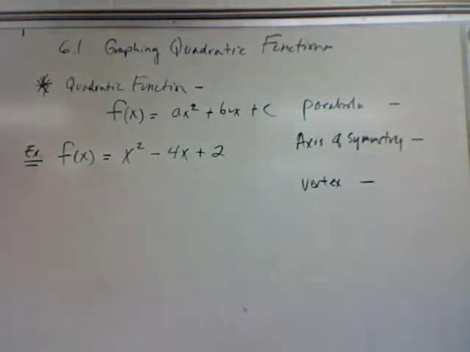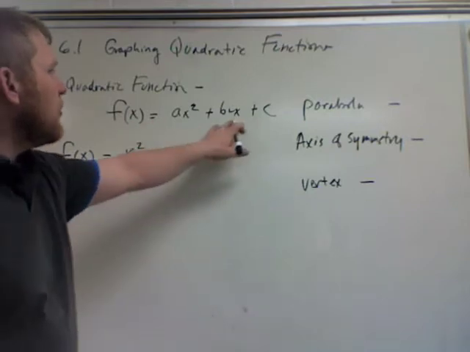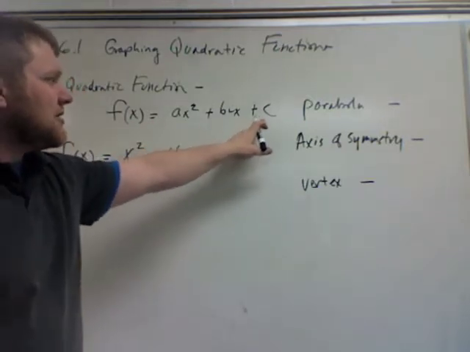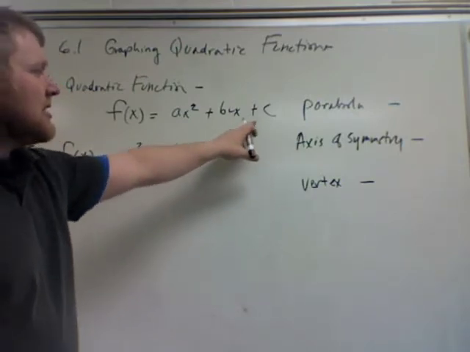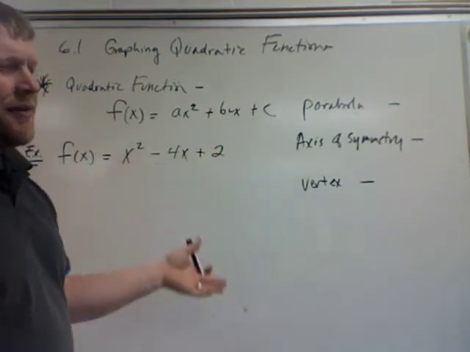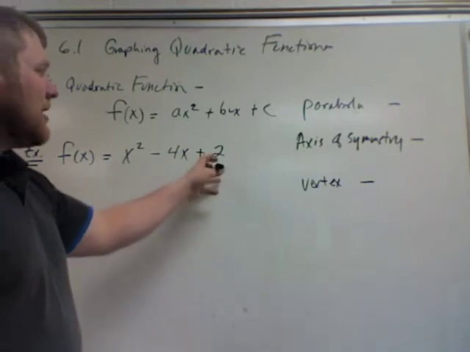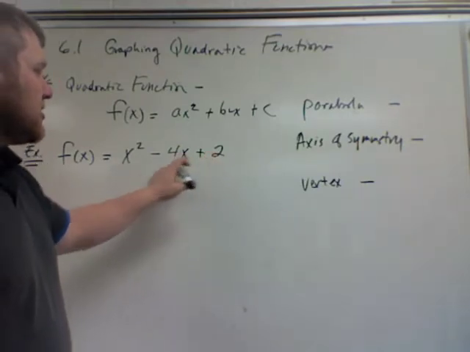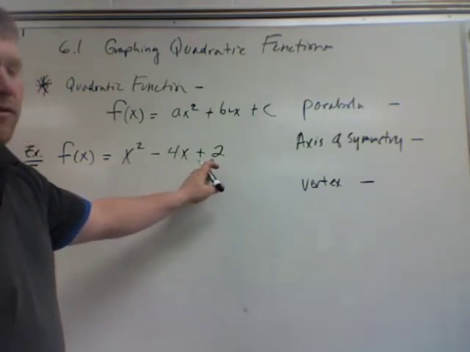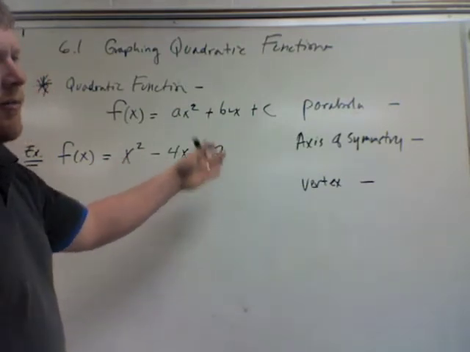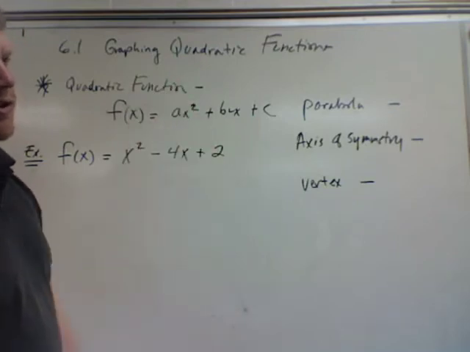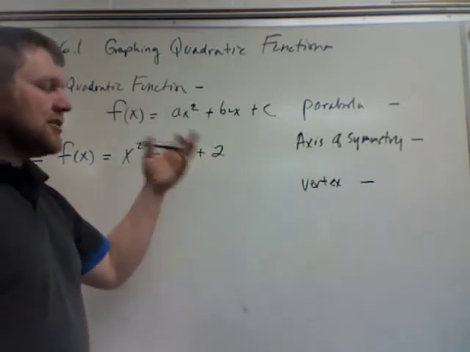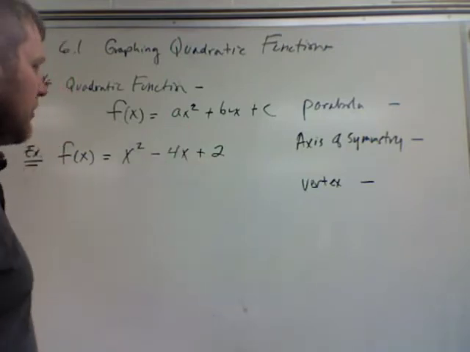So the first thing when I look at this in standard form, I look at my constant term. One of the things I should always remember is that value there is always my y-intercept. So when you get done graphing it, I should make sure that my parabola crosses through the y value of 2 on the y-axis. So that's my y-intercept right there. That's just something to remember.